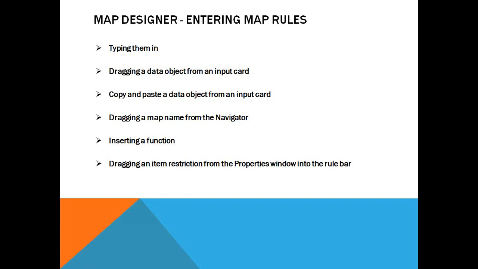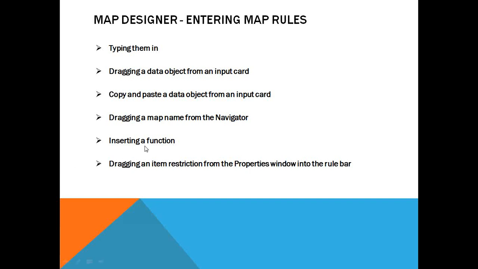So, enter the mapping rule. How to do the mapping? Either you can type them or you can drag from the input card to the output card. Mostly typing will be for hard-coded values or built-in functions. The other way is you can drag and drop, or you can copy and paste the data object from the input card. Instead of drag and drop, you can even copy from the input card and paste at the output card.